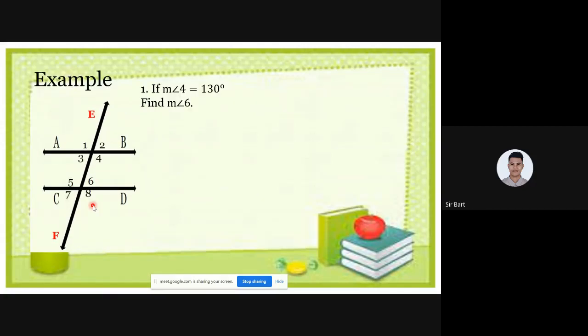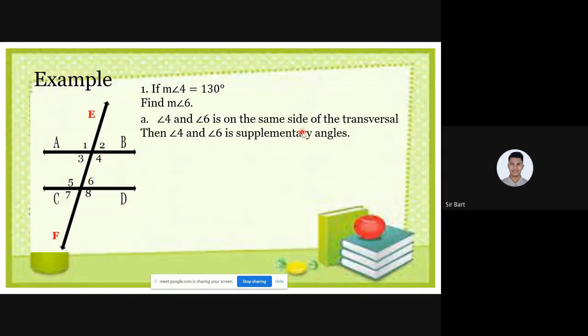Let's take this example. If the measure of angle 4 is equal to 130 degrees, where is our angle 4? Here, at the interior angle. Find the measure of angle 6. Again, using the PIS theorem, the sum of the two angles here is equal to 180 degrees. Angle 4 and angle 6 are on the same side of the transversal. Then angle 4 and angle 6 are supplementary. The measure of angle 4 plus the measure of angle 6 is equal to 180 degrees.